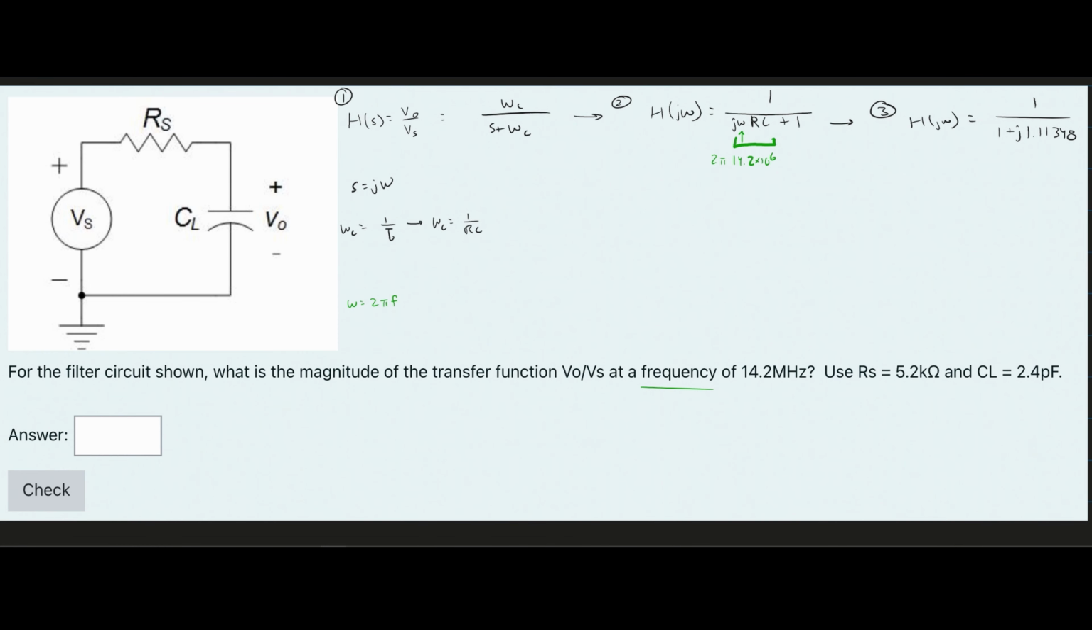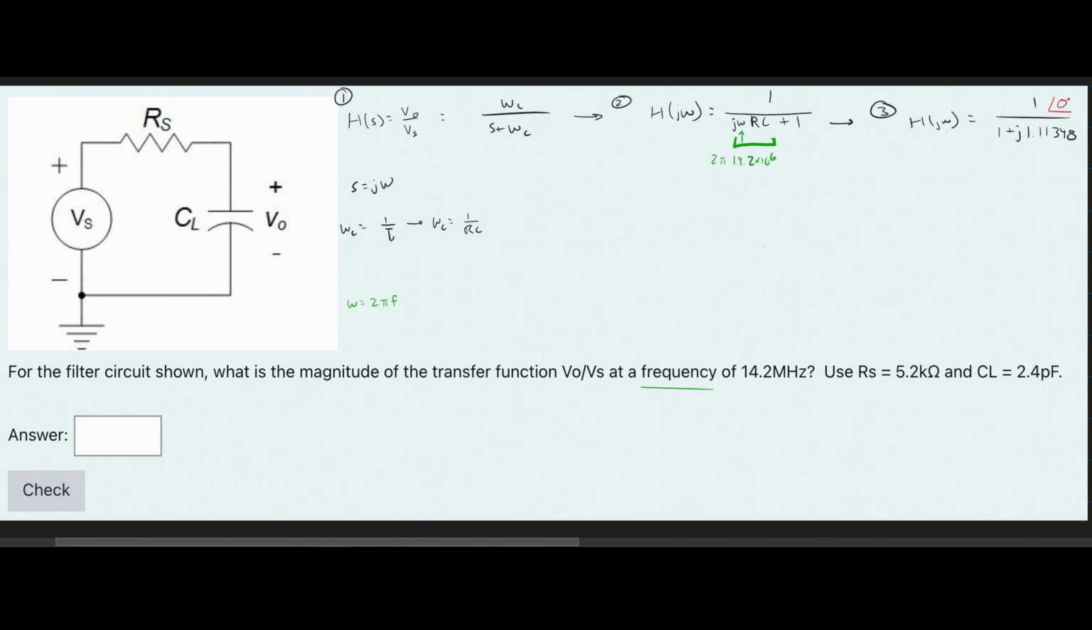Now, let's note that the top and the bottom are both in rectangular form, and to divide things, we need it to be in polar form. So to have it in polar form, we're going to have the magnitude and the phase, but we don't care about the phase here. So all we need to do is find the magnitude. To convert the top one, since we don't have an angle, it's just going to be the same out here for the magnitude with an angle of 0 degrees.